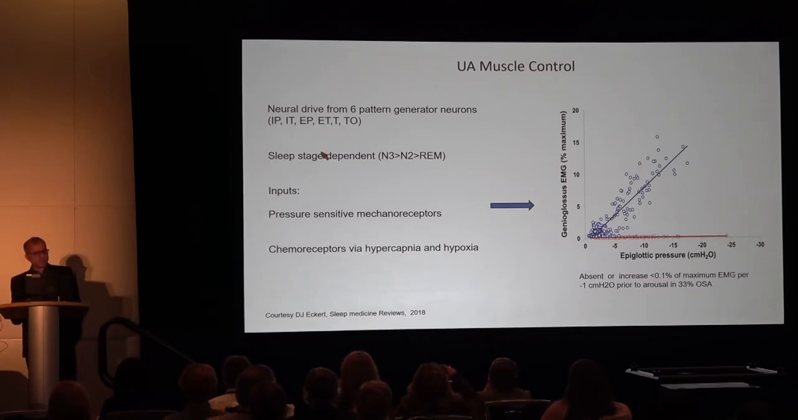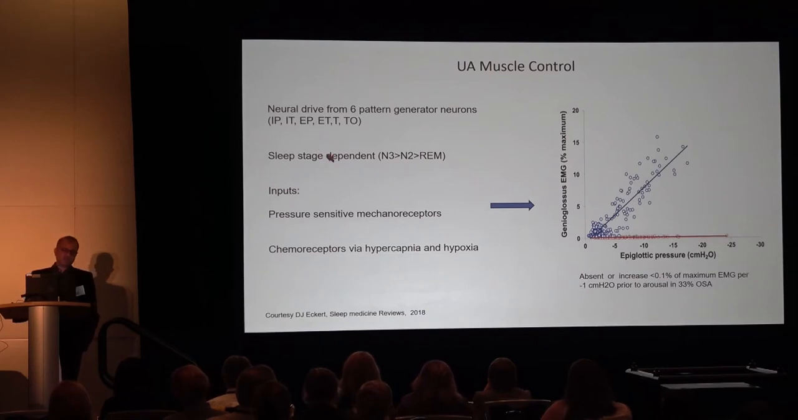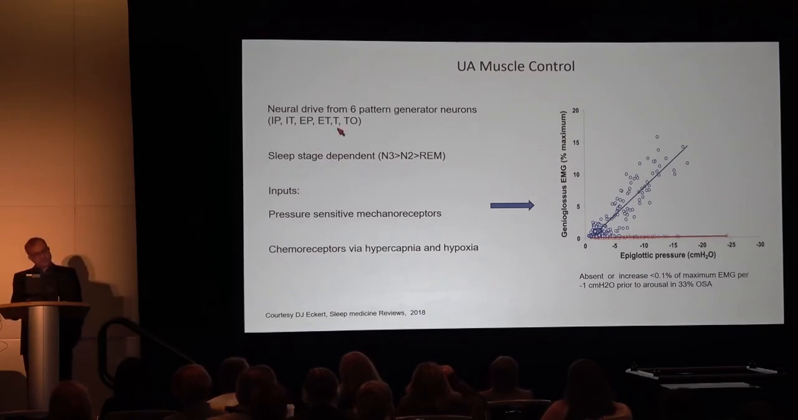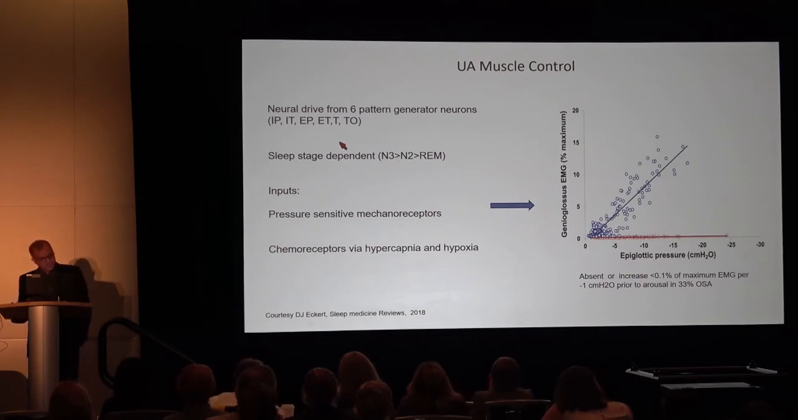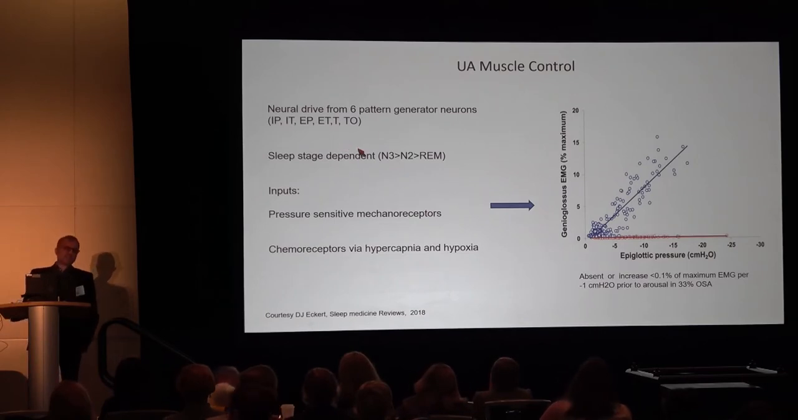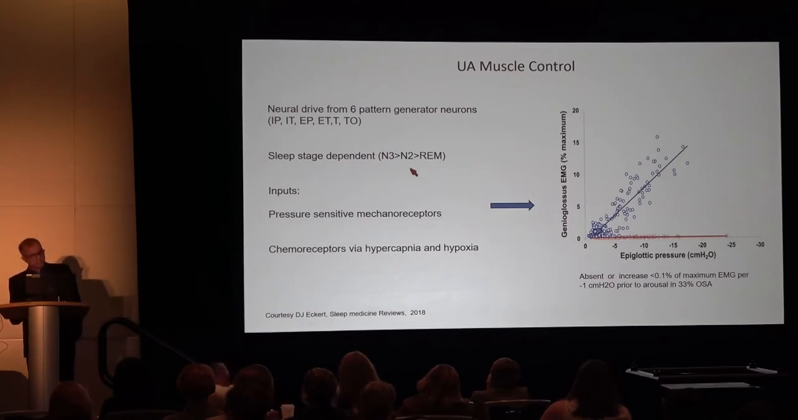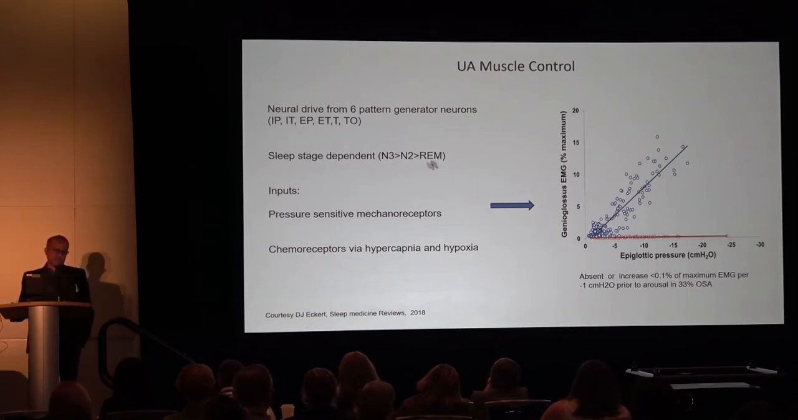And this upper airway muscle control is also sleep stage dependent. Because of the loss of wakefulness, there's a decrease in the muscle tone, but slowly, with increasing ventilatory drive in non-REM sleep, it stabilizes. When we've done a study on that, the activity of the UA muscle diminishes from N3 to N2, and in REM you have very minimal.